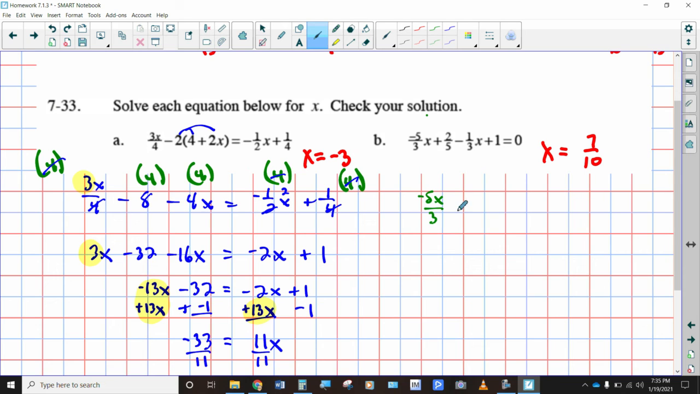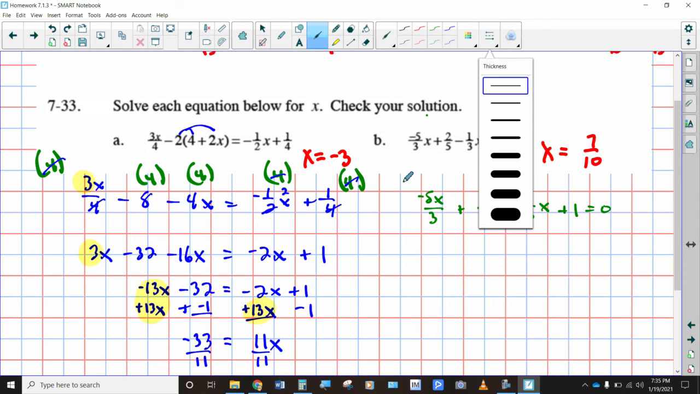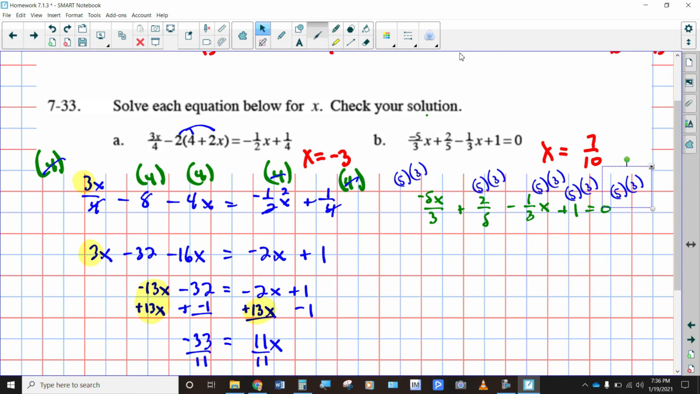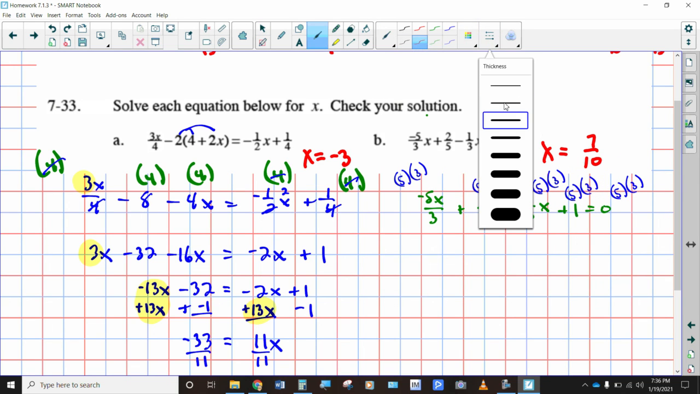5x over 3 plus 2 over 5 minus 1 over 3x plus 1 equals 0. And if I choose to multiply everything times 15, I'm going to do it this way now. I'm going to take 5 and 3. And I'm going to do that here. I'm going to multiply it times the 2/5. I'm going to multiply it times the 1/3. Multiply it times the 1. And I'm going to multiply it times the 0. So let's do this in red so it all shows up nicely.